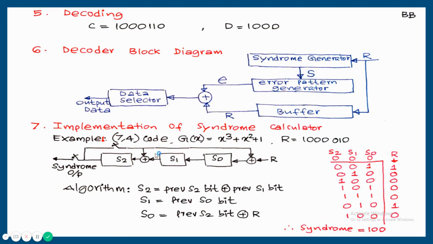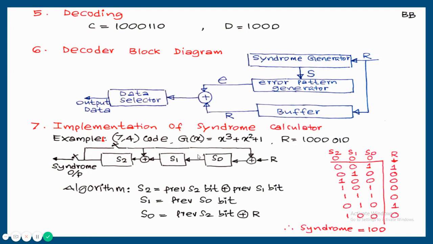Here X square. That is why next XOR between S1 and S2. Once the block diagram is completed, the algorithm can be written. And the algorithm is S2 is equal to XOR of these two bits. And these two bits are previous S2 and previous S1. And S1 is only shifting from here.